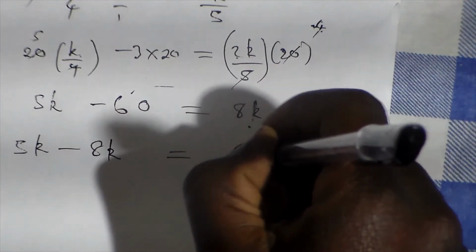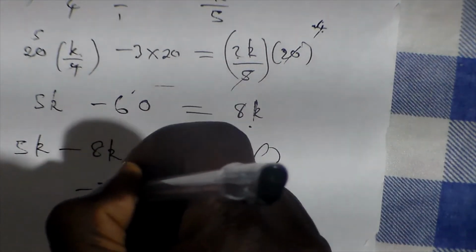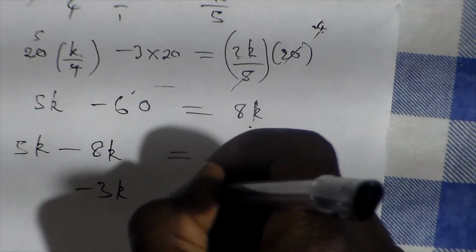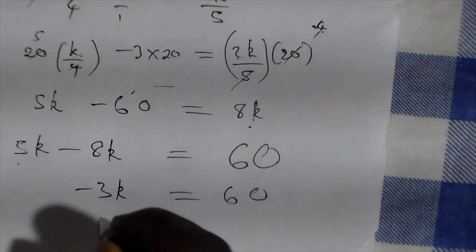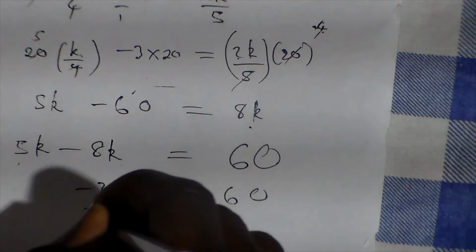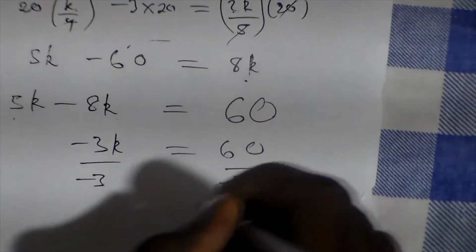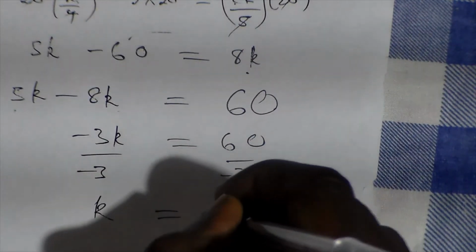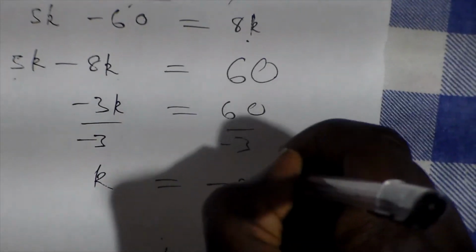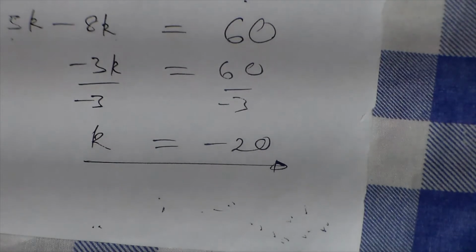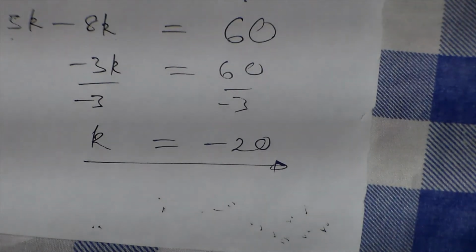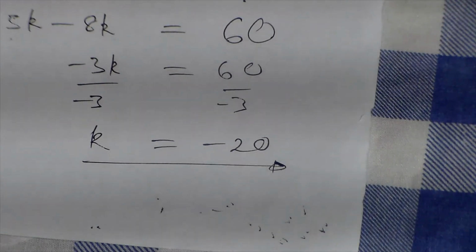This 60 goes to my right, and say minus 3k is equal to 60, because 5k minus 8k is a negative 3k. Dividing both sides by negative 3, my k is equal to minus 20. Okay, so this is it for part D of the question number 2, algebra exercise 1 part 2.